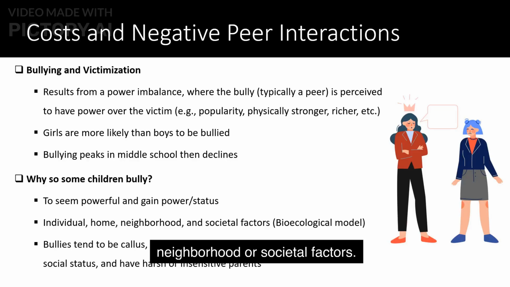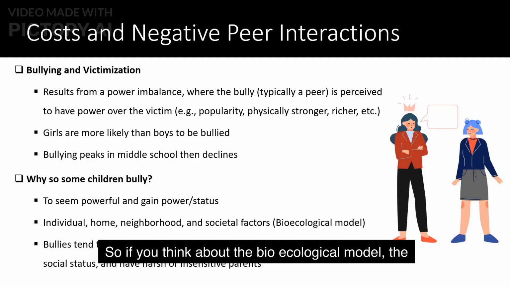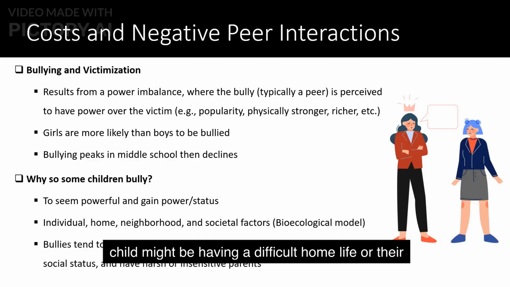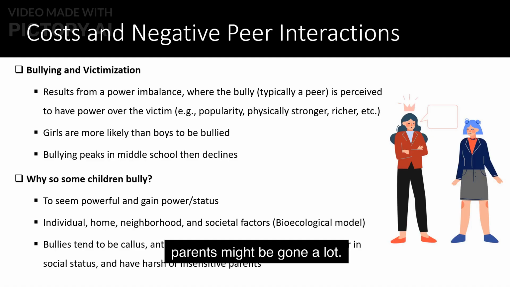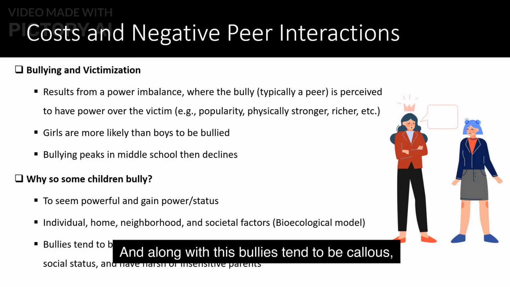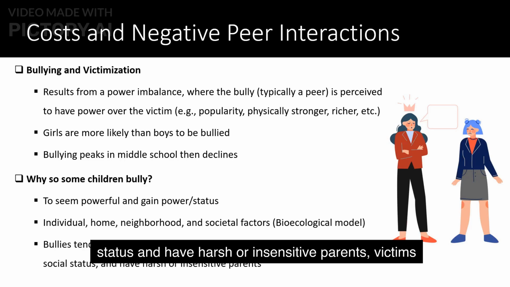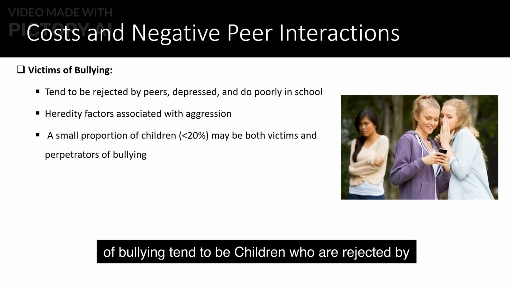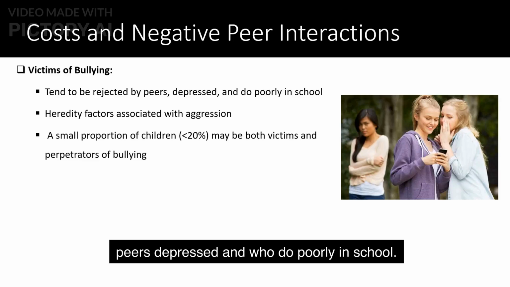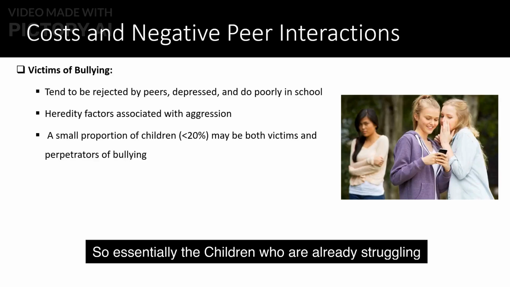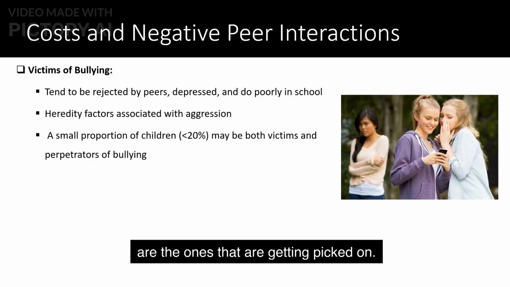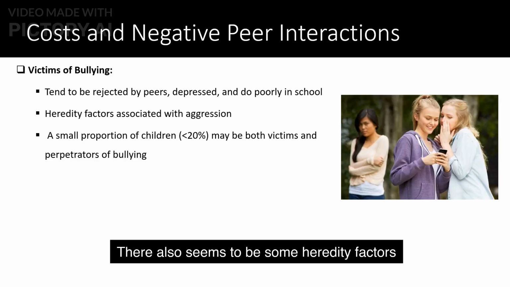There might also be some individual, home, neighborhood, or societal factors. So if you think about the bioecological model, the child might be having a difficult home life, or their parents might be gone a lot, or maybe they are being bullied themselves in a different environment. And along with this, bullies tend to be callous, antisocial, susceptible to peer pressure, higher in social status, and have harsh or insensitive parents. Victims of bullying tend to be children who are rejected by peers, depressed, and who do poorly in school. So essentially, the children who are already struggling are the ones that are getting picked on.